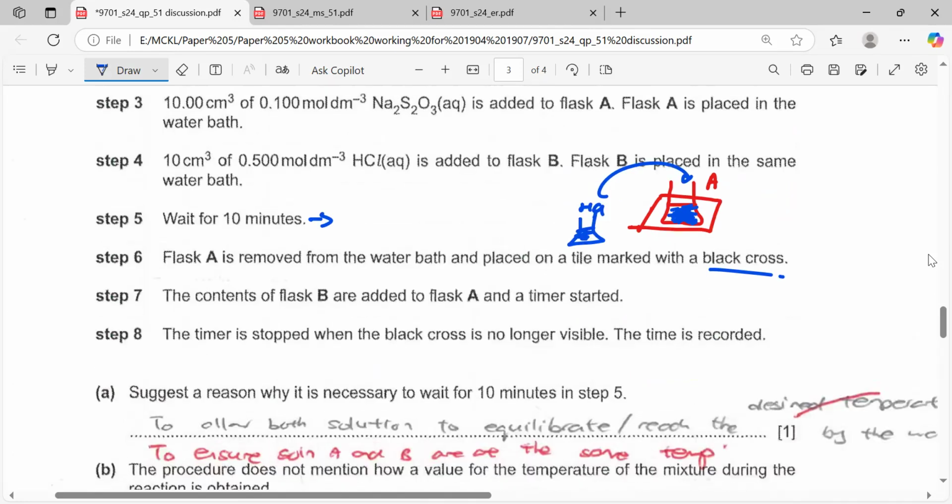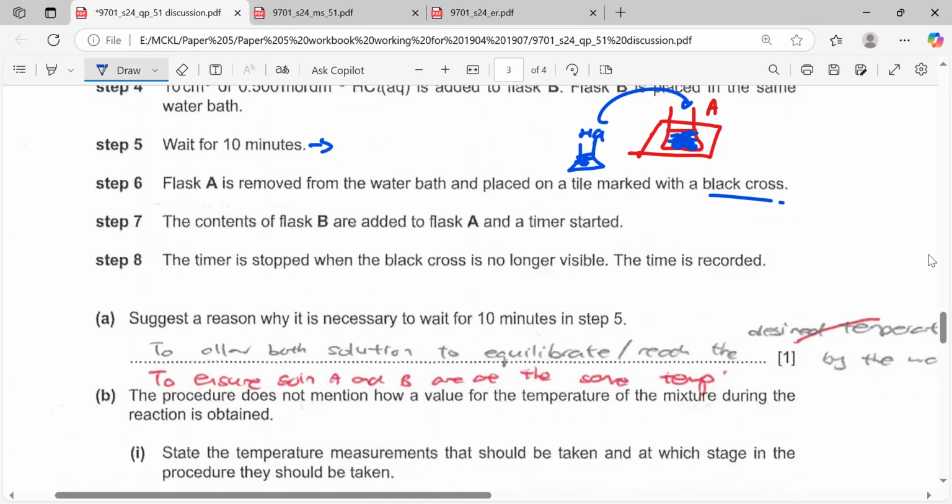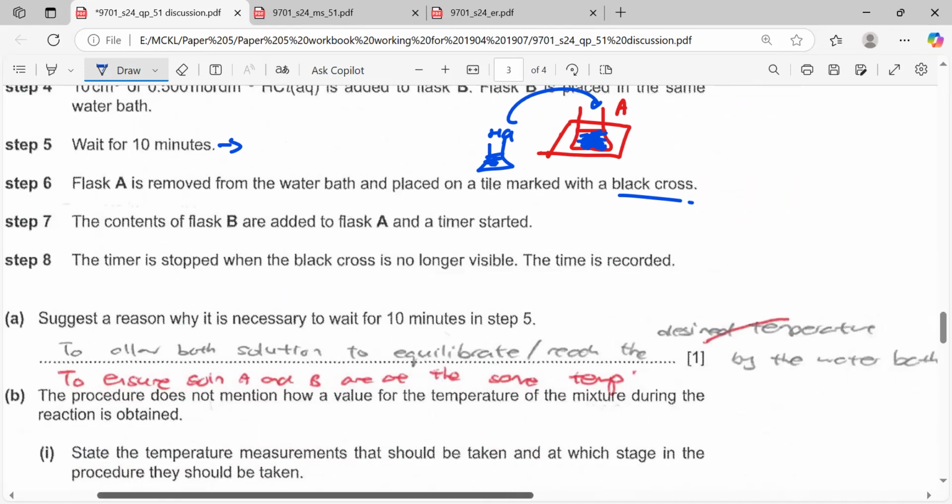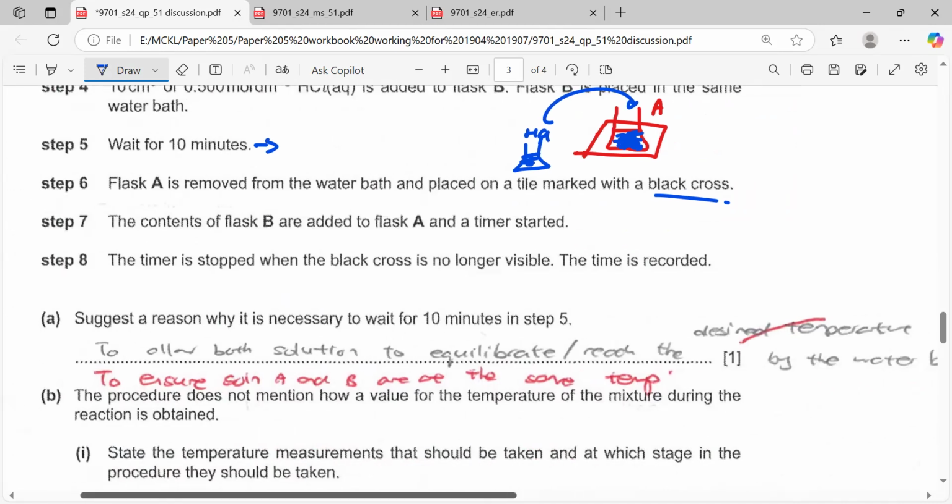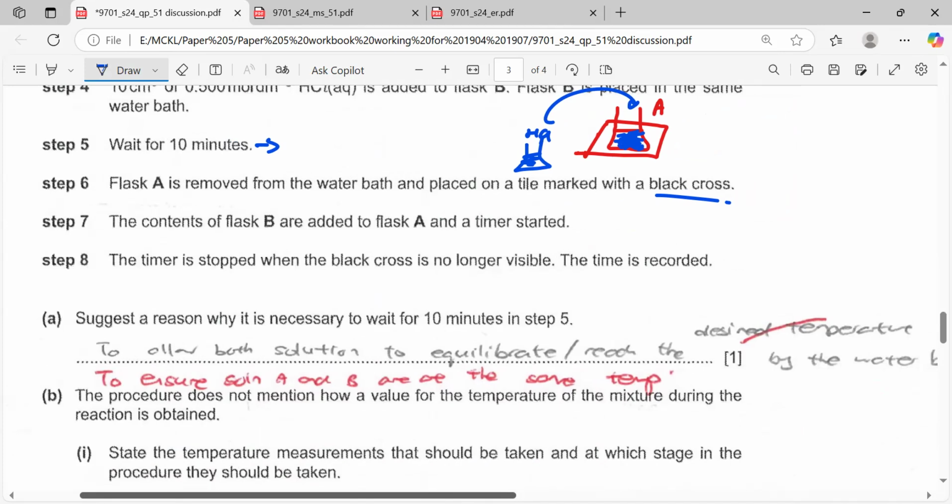Time is recorded. Part A, suggest a reason why it is necessary to wait for 10 minutes. I said to allow both solutions to equilibrate, or to reach the desired temperature of the water bath. The marking scheme says to ensure solutions A and B are of the same temperature. That is what they say, because A and B have to achieve the same temperature, which is the temperature of your water bath. We don't know what temperature they want. I think I will still get my marks because I said to allow both solutions to equilibrate to reach the desired temperature of the water bath that you intended.